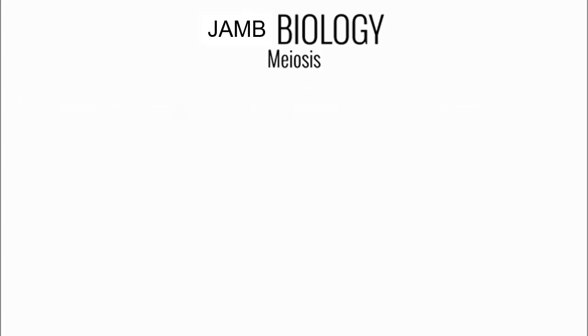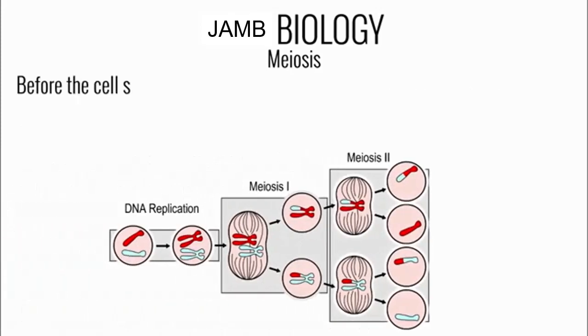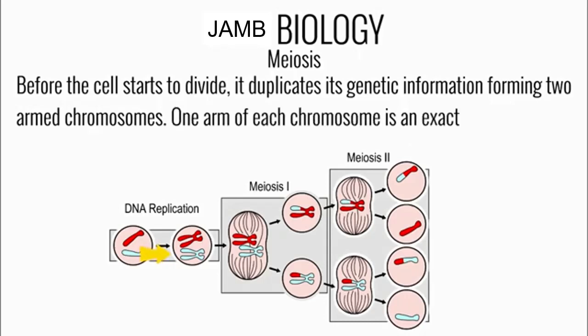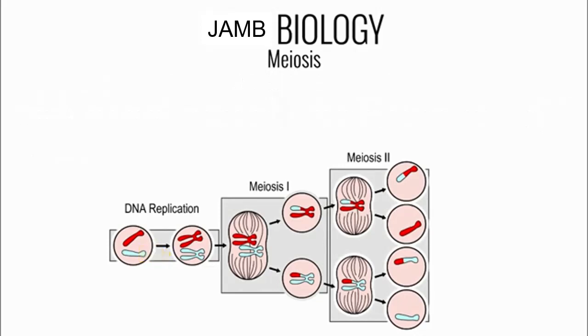So this is what happens. Before the cell starts to divide, it duplicates its genetic information, forming 2 armed chromosomes. One arm of each chromosome is an exact copy of the other arm. After the replication, the chromosomes arrange themselves in pairs.